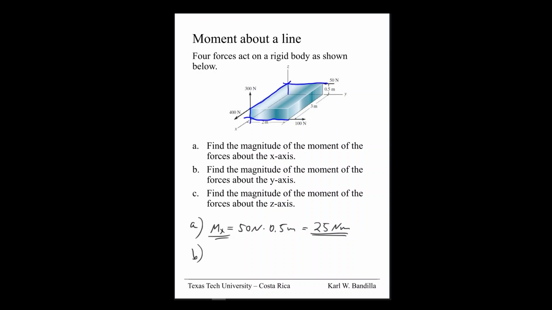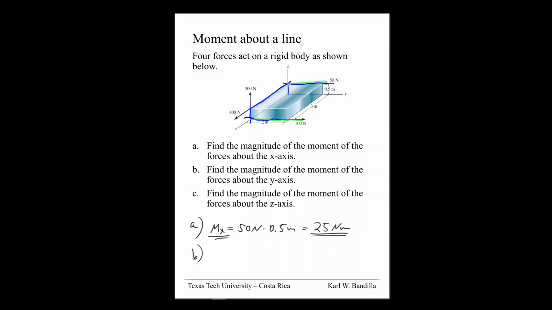B is the y-axis, so let's do a different color, maybe green. So B, the y-axis over here. So we know this one is parallel, so that's out. Who else can we see? Now we can see that the one on top is going to go through. This one is parallel, so that's out. So the only ones we have are the 300 and the 400. Now, how are they turning?